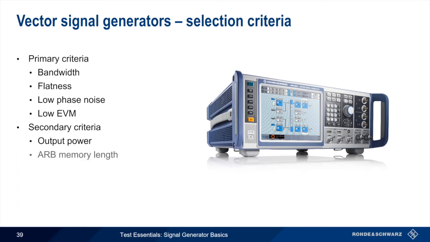The maximum arb memory is also important, as this defines the maximum signal duration of our arbitrary waveform file. And finally, there are numerous other special features or application-specific options that are available on different vector signal generators. In this presentation, we've touched on some of these, such as the ability to add various types of baseband impairments, but there are many other special applications that can be addressed using the flexibility provided by vector signal generators.